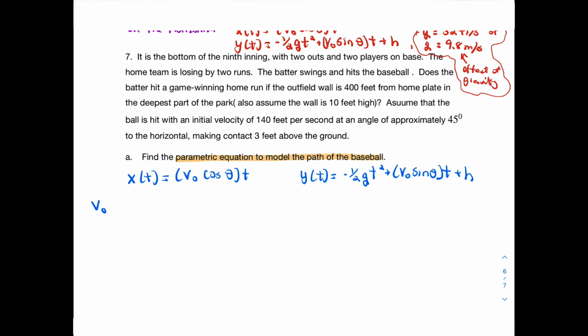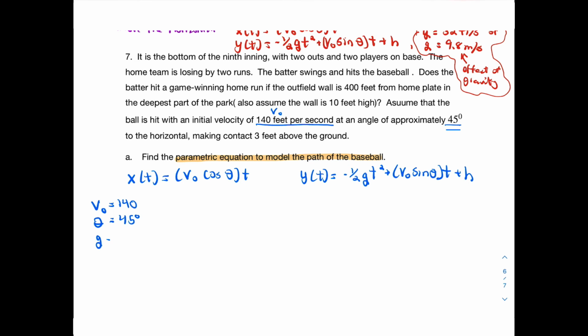Let's figure out these values. V sub 0 is the initial velocity. Looking at our original problem, the ball was hit at an initial velocity of 140 feet per second. So that's our V sub 0, and we can label that. Theta was the angle at which the ball was hit, approximately 45 degrees from the horizontal. So theta is 45 degrees.